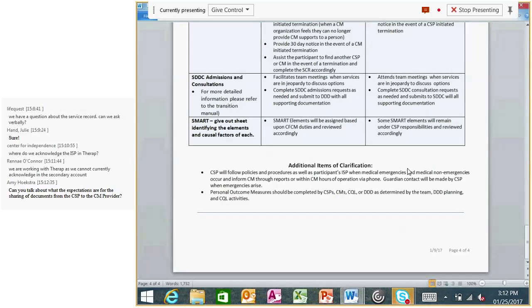Amy from Lightscape asks, can you talk about what the expectations are for the sharing of documents from the CSP to the CM provider?